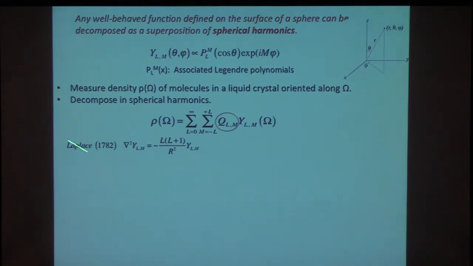So this is the mathematical machinery, and it doesn't yet tell me why it is one particular Legendre polynomial. How do you measure the density at a specific angle? How do I measure this rho of omega?